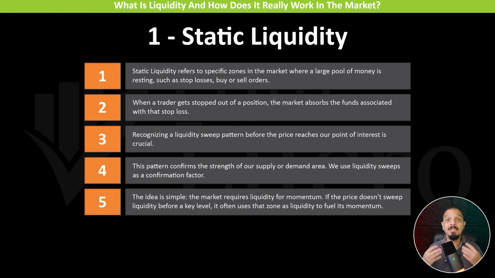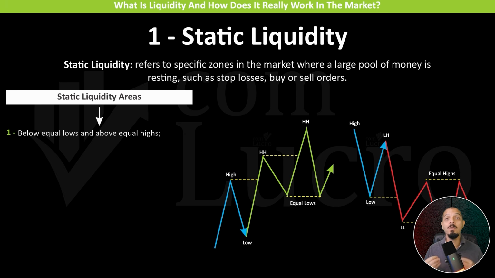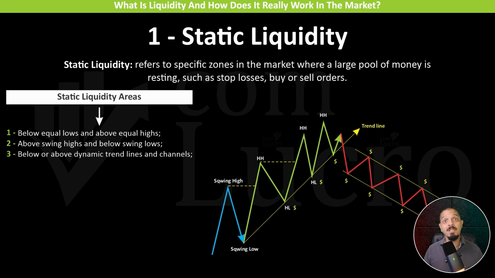The idea is simple. The market requires liquidity to generate movement. If price does not interact with liquidity before reaching a key level, it will often use that area itself as a source of liquidity to fuel the next move. Static liquidity can be identified in various areas on the chart, such as below equal lows and above equal highs, above swing highs and below swing lows, around trend lines and channels, and within other important reference areas where traders tend to place their orders.